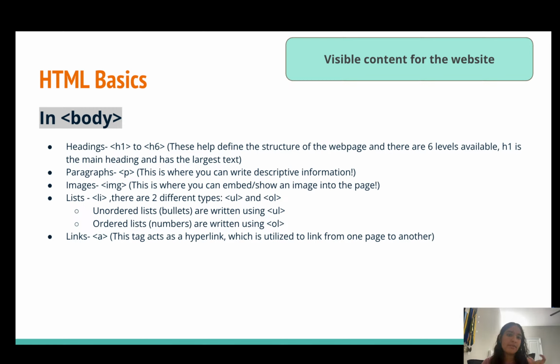And then we have paragraphs, which are written using a P tag. And this is where you can write descriptive information. You can just write paragraphs in here, essentially. Your image tag is IMG, and this is where you can embed and show an image in a page. Your lists, that's pretty self-explanatory.